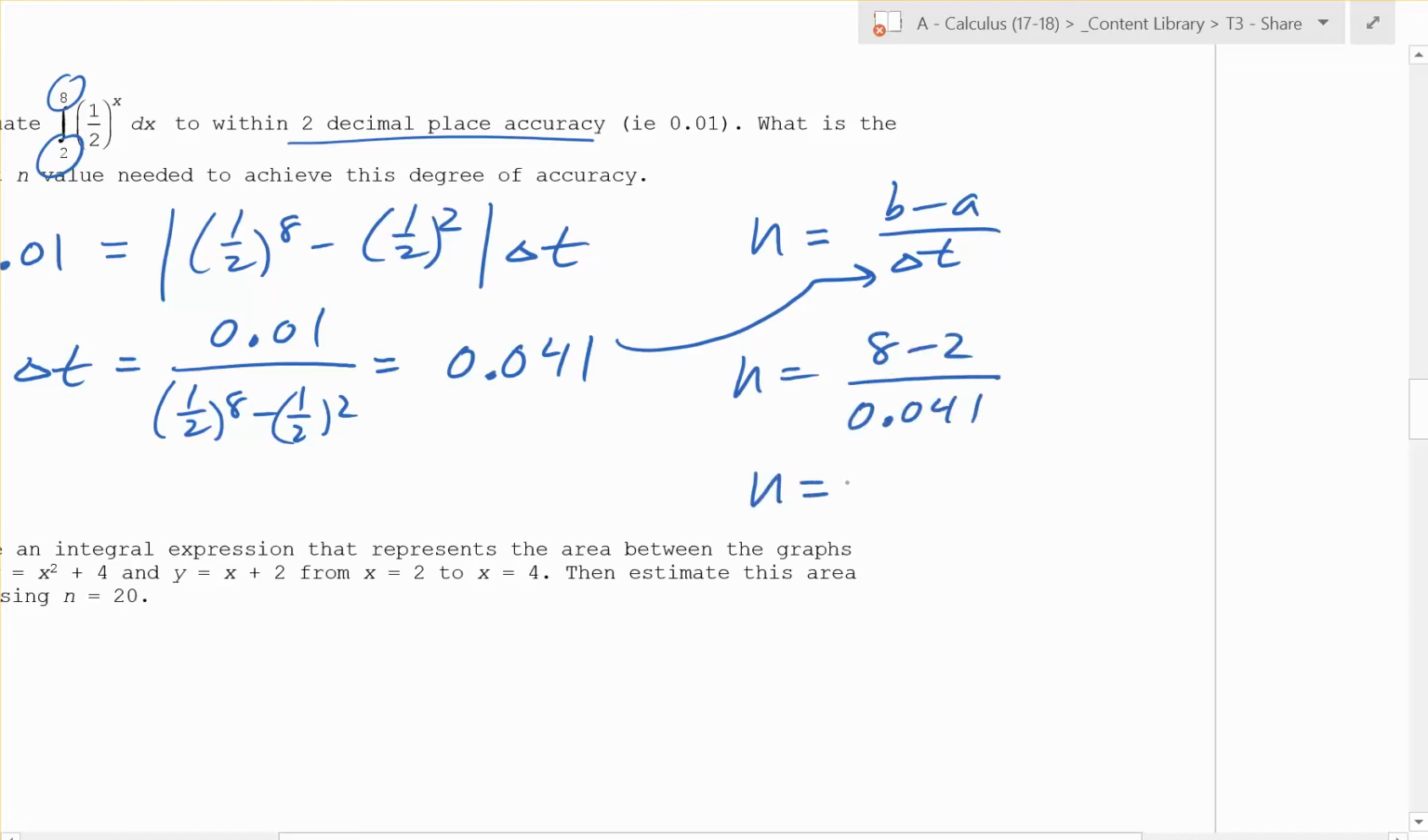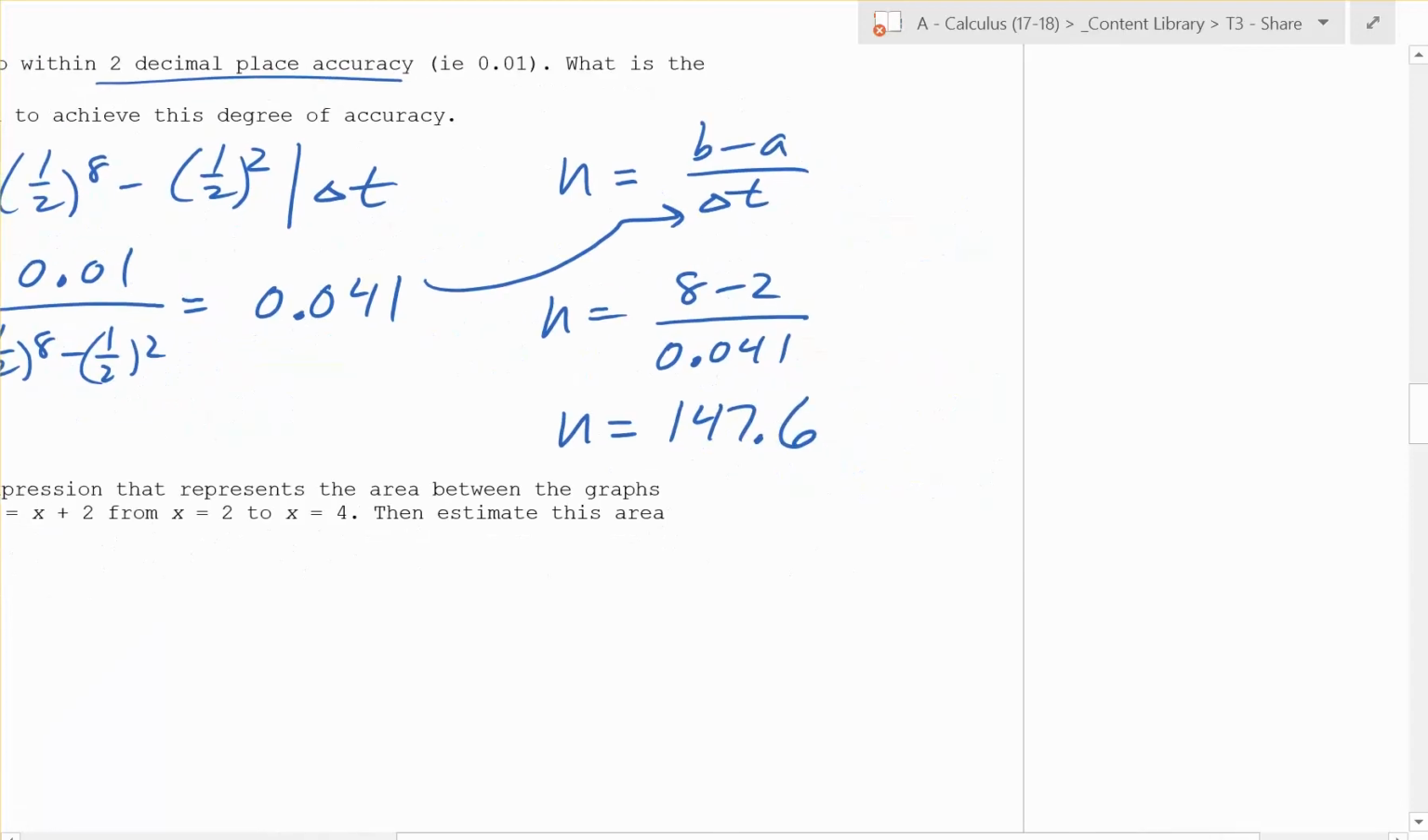So n is equal to 147.6. And you want to round up because N has to be a whole number, and it has to get you within. So you want it to be 1 greater than this. So you round up. So it's 148. You want n to be 148.